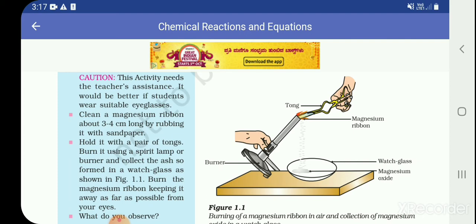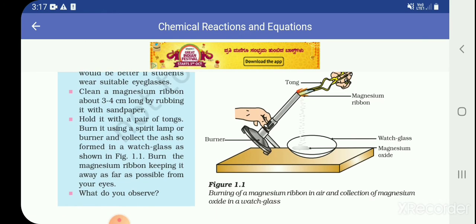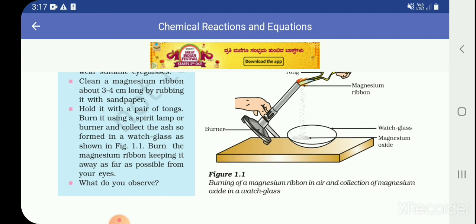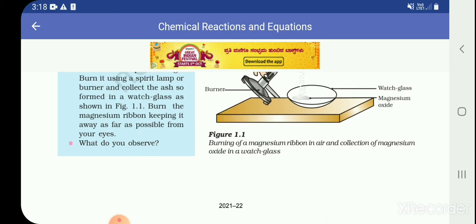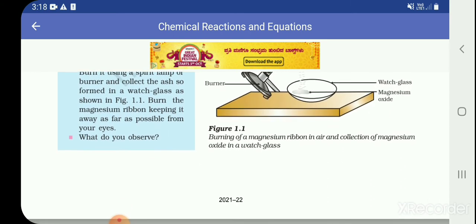They have shown this experiment here, and they have given a teacher assistant to guide you. Clean the magnesium ribbon, about 3 to 4 centimeters long, by rubbing it with sandpaper. Hold it with a pair of tongs. Burn it using the spirit lamp or burner and collect the ash so formed.